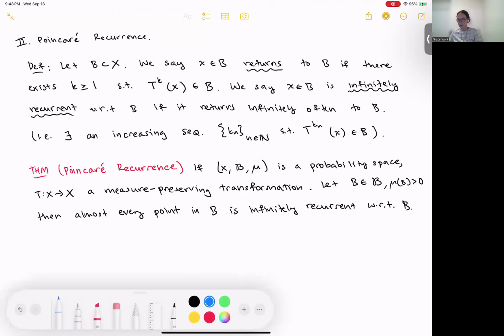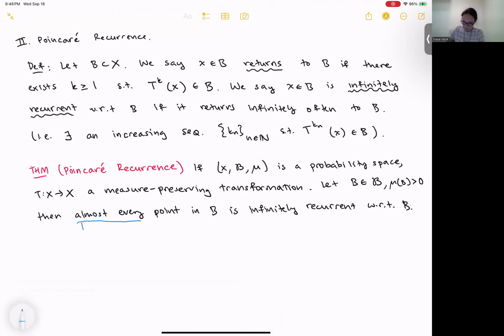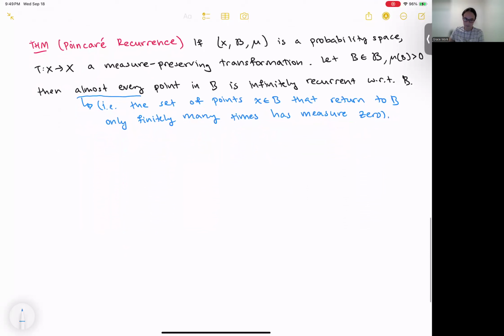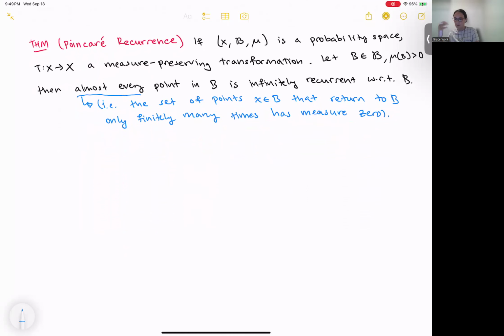And what we mean by this almost every, i.e., the set of points x in B that return to B only finitely many times has measure 0. All right. So you have a probability space, this measure preserving transformation, and almost every point in this set B is infinitely recurrent with respect to B.